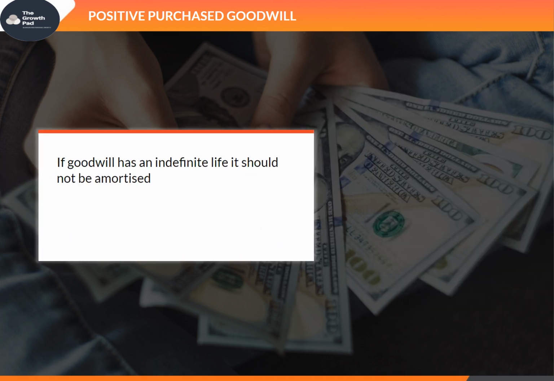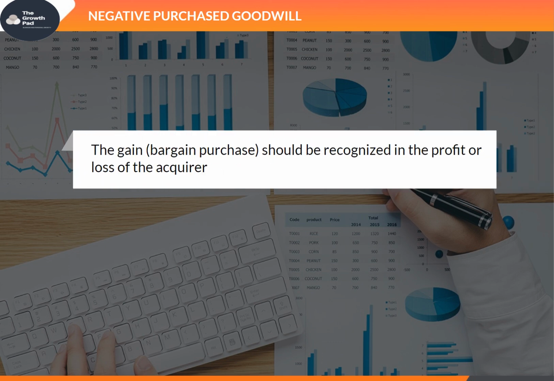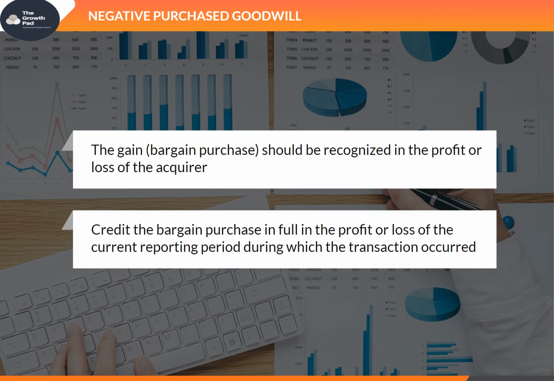If goodwill has an indefinite life, it should not be amortized. Impairment test at the end of each year. Immediate write-off of value losses. The gain on a bargain purchase should be recognized in the profit or loss of the acquirer. Credit the bargain purchase in full in the profit or loss of the current reporting period, during which the transaction occurred.